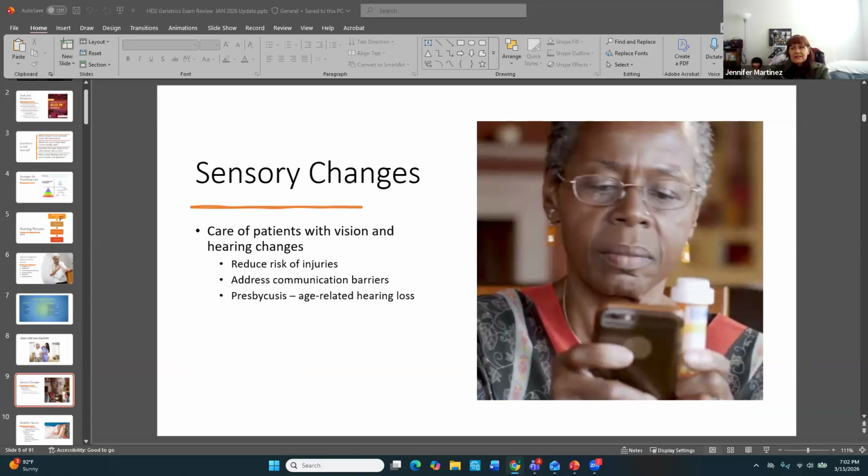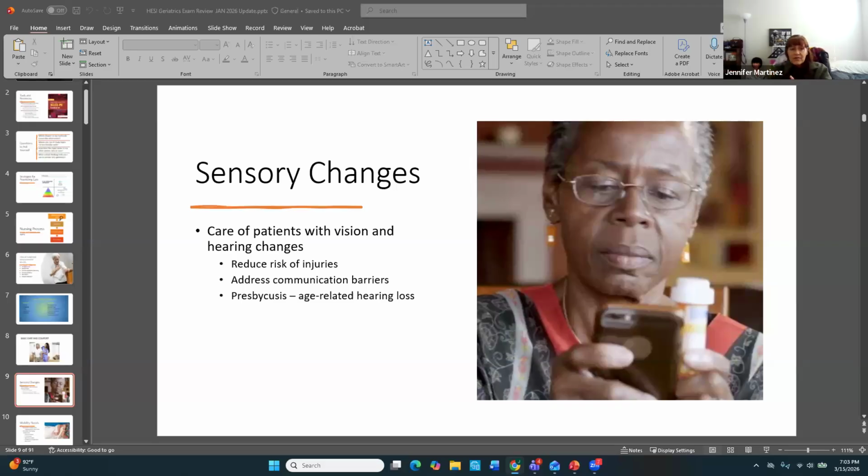So when we look at some of the sensory changes that occur with our older adults, taking care of those patients with vision and hearing changes, some of the big things that we want to do, of course, is to reduce the risk of injuries, right? Maybe it's night lights, it's removing clutter and those throw rugs, right? Even sometimes furniture can be in the way. Also want to address communication barriers, and there's a variety of different tools that we can use to address communication barriers. Presbycusis is the age-related hearing loss that occurs just as we get older.